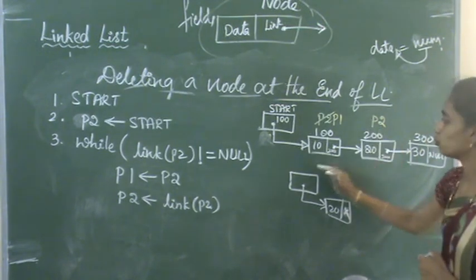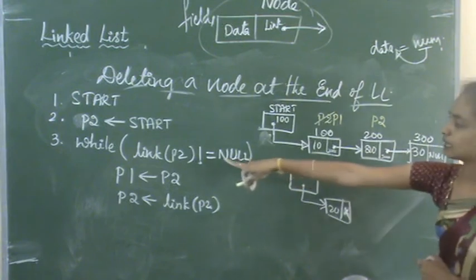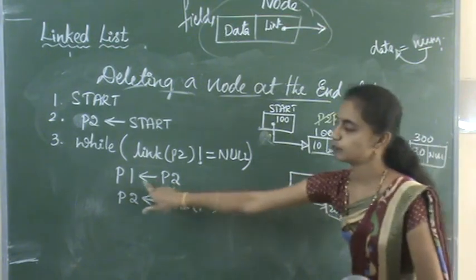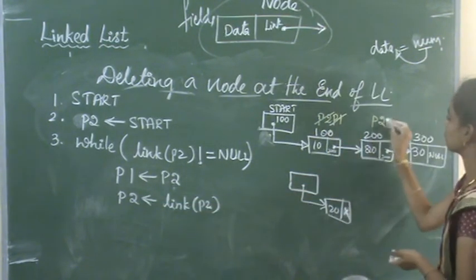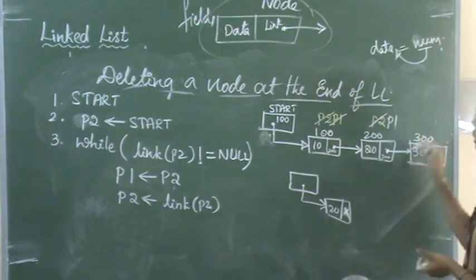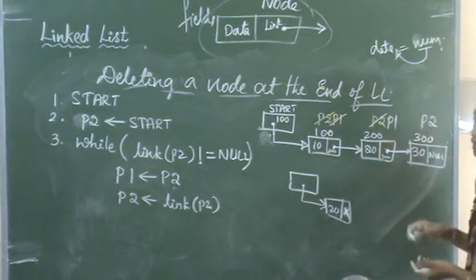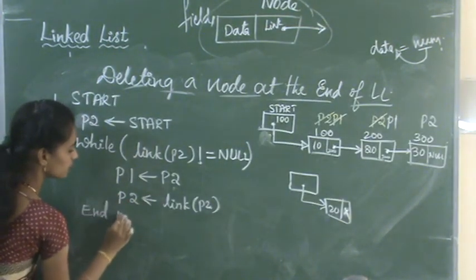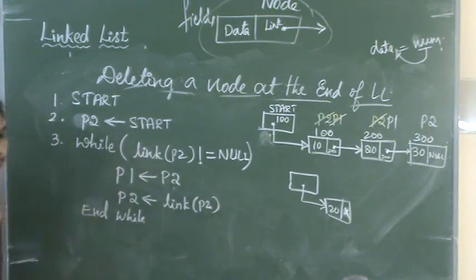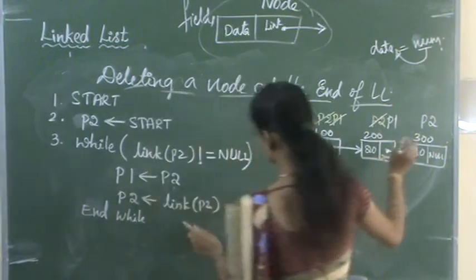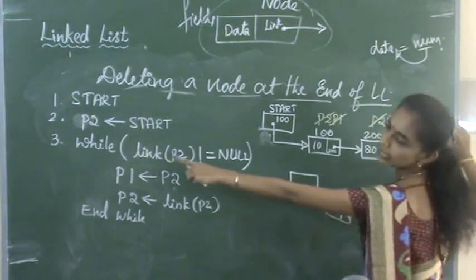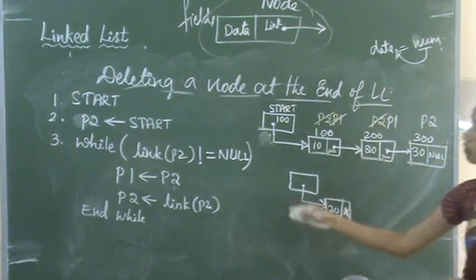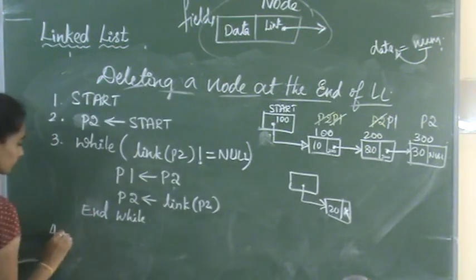Likewise we have to repeat for the further nodes. Is link of P2 equal to null? No. So again I assign P2 as P1, so now this becomes P1 and this becomes P2, right? We repeat this loop until the condition becomes false. After this we reach the last position. While link of P2, what is link of P2? It is null. So we have to come out of this loop.